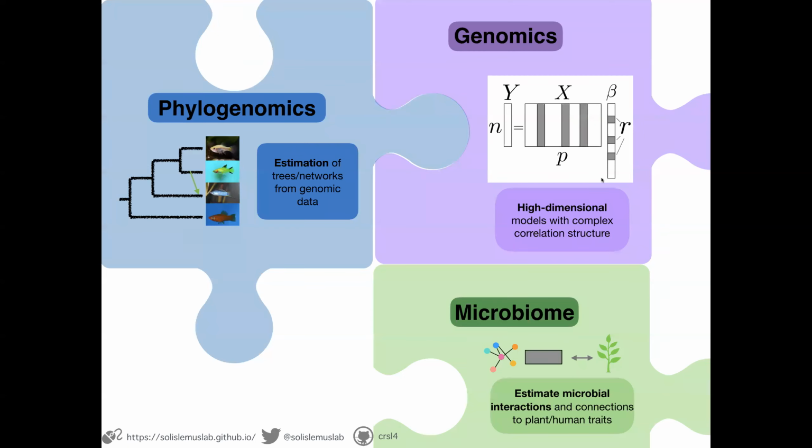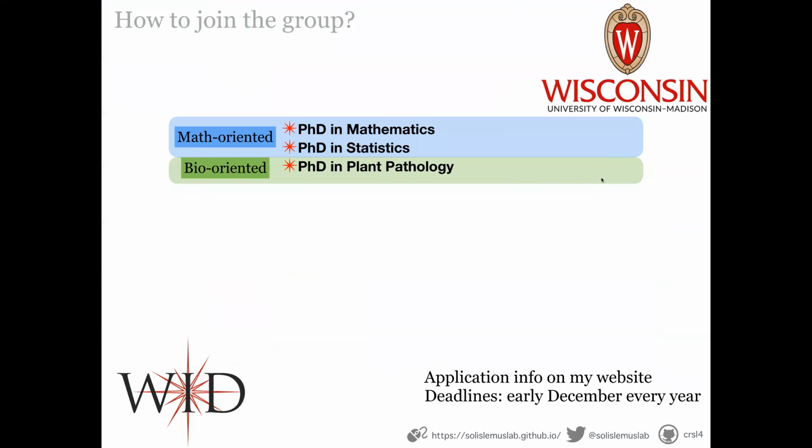There are three main areas where we do work. This is phylogenomics, statistical genomics, and microbiome research. And you can read more about this in the specific research tab. But like I said, today is more about how do you join the lab if you're not currently enrolled at UW, and also more on the lab dynamics. If you're currently enrolled at UW, you can just email me and then we can chat.